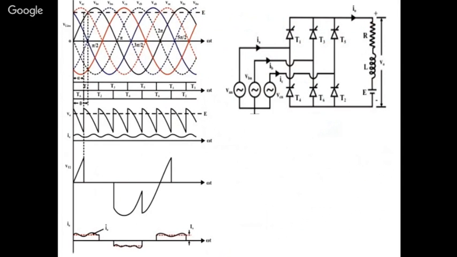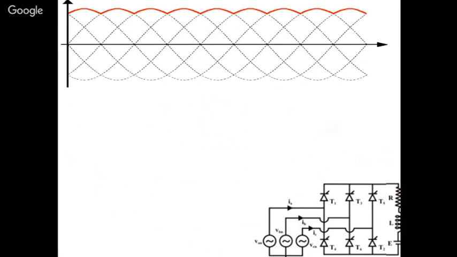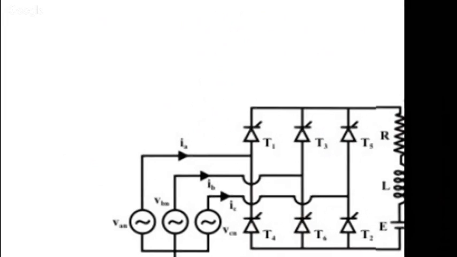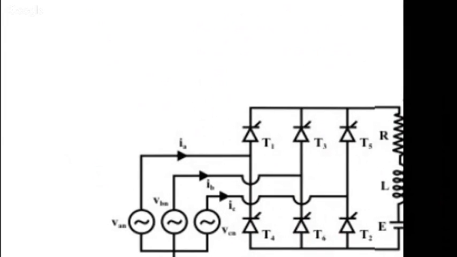So first of all, I'm just taking a simple circuit and I'll explain. I'll just show you the circuit, because when I minimize it you will not be able to see it clearly. So here, this is T1, T3, T5, T4, T6 and T2.